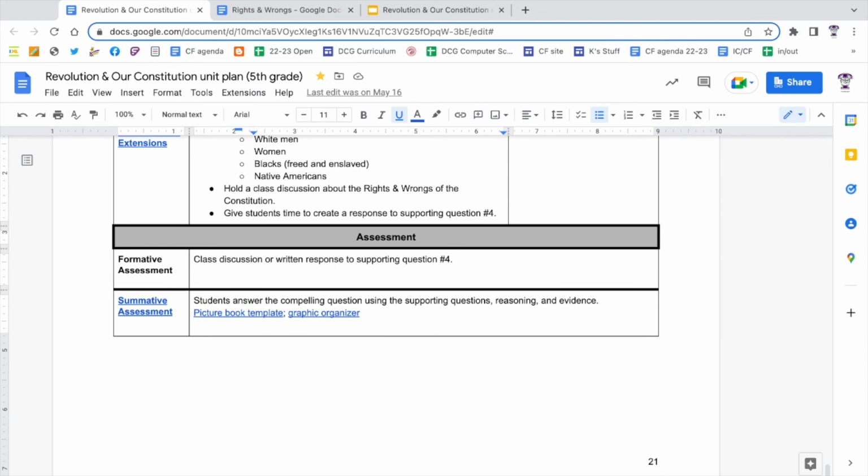The current summative is to create a picture book focusing on the various aspects of the Constitution and the concept of rights and responsibilities. If this is the summative that's going to be used, I would recommend passing out the graphic organizer to students pretty early in the unit so that they can take notes and start creating the summative as they go along.